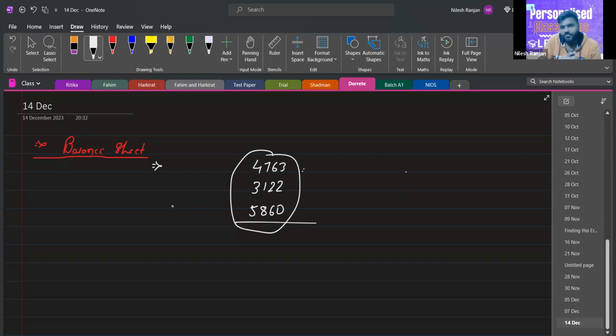Okay, actually the amount is higher or lower. That's why it is confusing. Yes. So it is not like this. It is like this. Yes, sir.